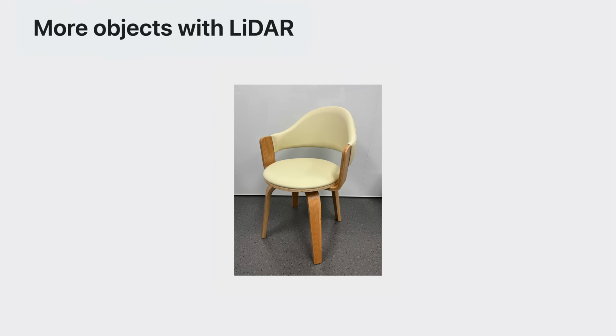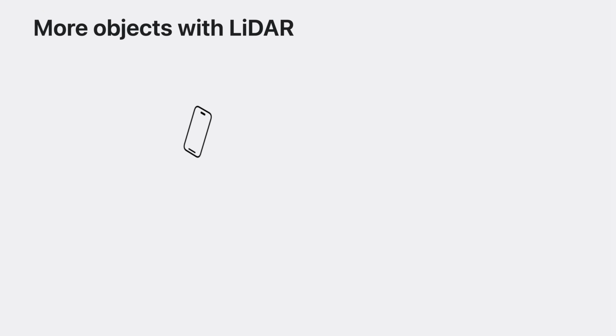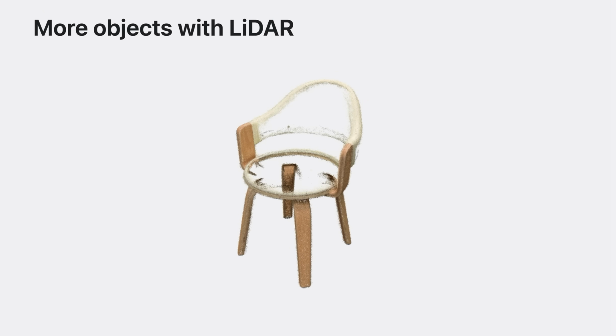Let's take a look at this chair as an example. It lacks textural details, making it challenging for Object Capture to create a good model of it. However, using LiDAR, we are able to reconstruct it in better quality. During capturing, we take RGB photos of this chair. However, because the seat and the back are textureless, we cannot recover a complete model of it.